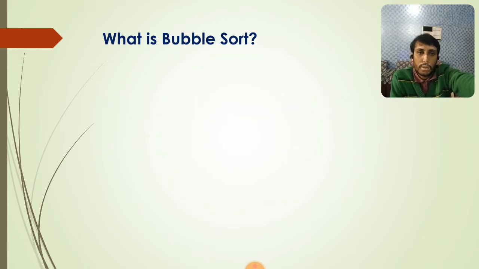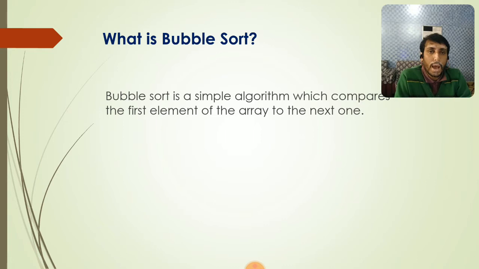What is bubble sorting? Bubble sorting is a simple algorithm which compares the first element of the array to the next one. Suppose there are 5 elements in the array, and if you are doing bubble sorting, then index number 0 and index number 1 will be compared first, and whatever result comes out of this will be compared to the next index. So this is the way bubble sort works.